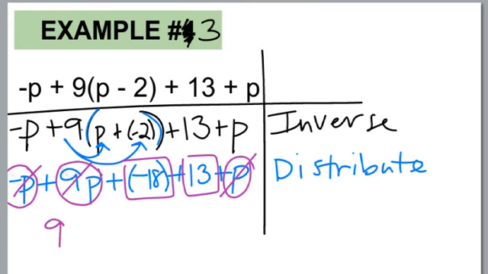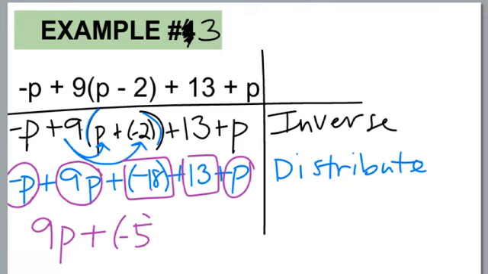So depending on how clear your writing is, how careful you are, you may want to cross them off as you combine them, just so you don't leave anything out or miss anything. But we have 9p plus negative 18 plus positive 13 is negative 5, because we combined like terms.